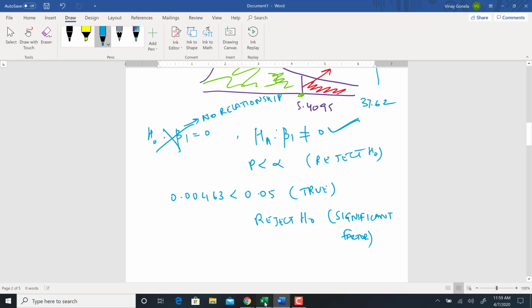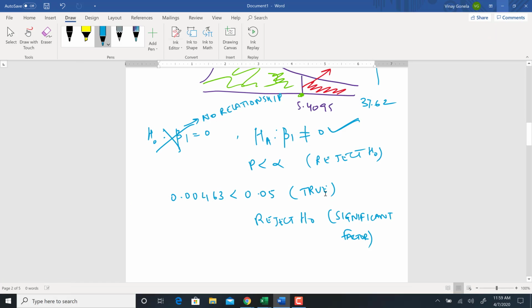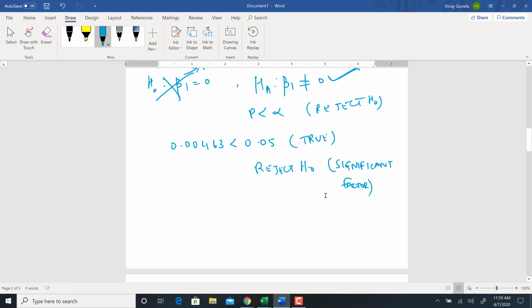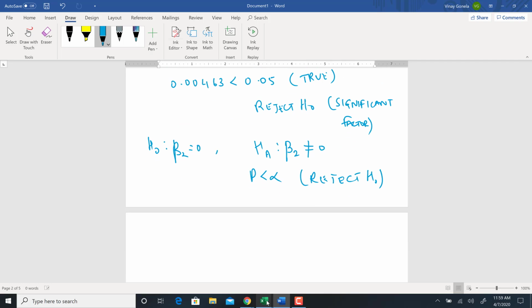So let's see other factors. Let's see beta 2. Again, I will write the hypothesis for you so that it's important you understand. H null: beta 2 is equal to 0. Alternative: beta 2 is not equal to 0. So again you are looking at p-value less than alpha to reject H null. So let's look at what the p-value is here.